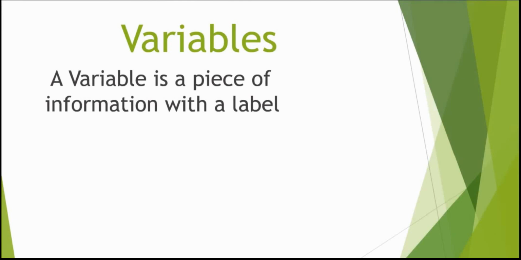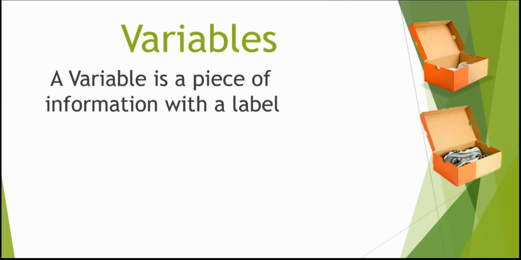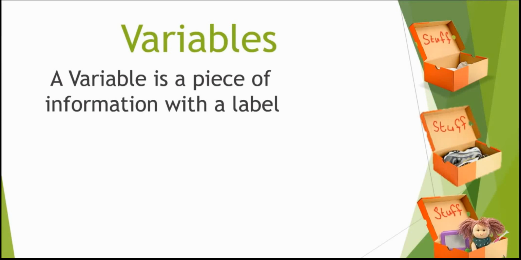So a variable is a piece of information with a label. For instance, let's have a look at this shoebox. You can put stuff into the shoebox like your favorite shoes, or you can stop using it as a shoebox and use it to put some of your favorite toys into as well. Either way, the way variables work is that we can call the box stuff. So the same box is called stuff, and it doesn't matter what we put into it, it's always going to be called stuff.